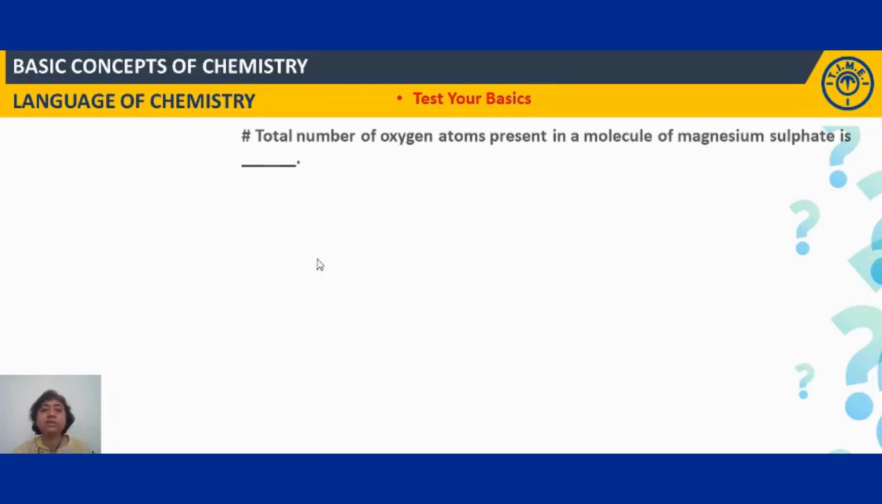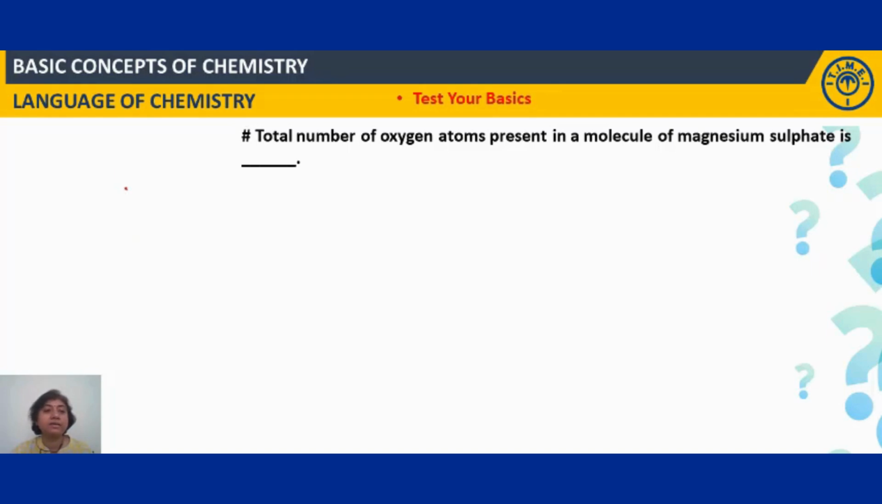What is the next question? The number of oxygen atoms present in a molecule of magnesium sulfate is... So for this purpose, to know the number of oxygen atoms present in magnesium sulfate, definitely you have to write the formula first. For writing the formula, first you have to know what are the ions present in the compound. Then only you can write the formula, right?